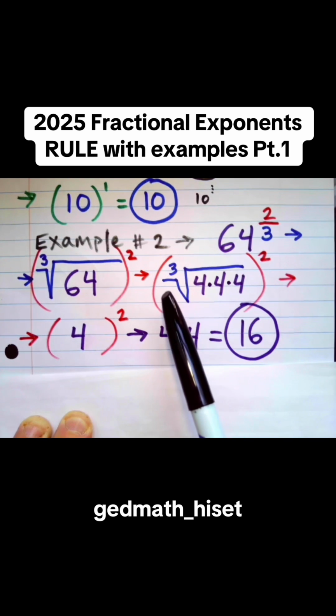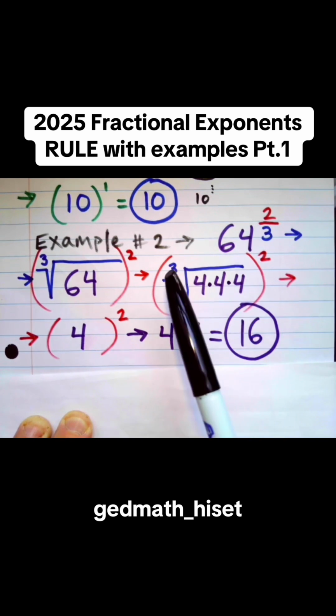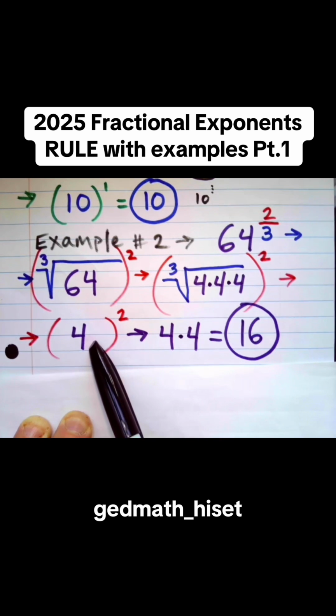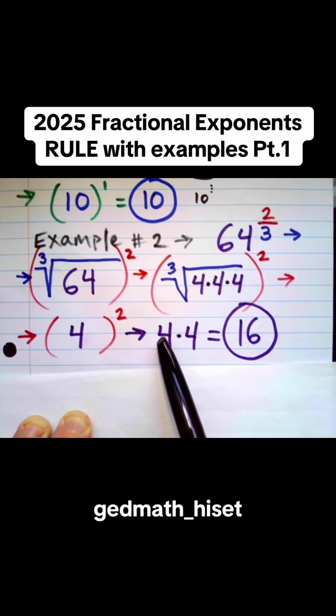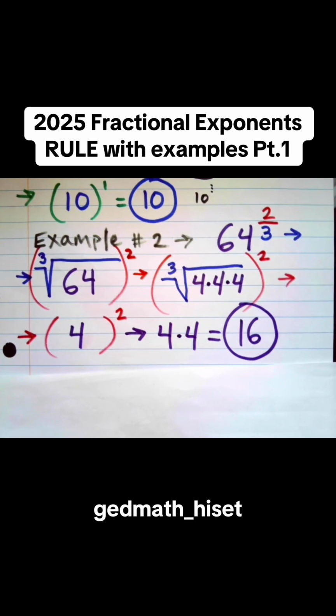Don't forget, it's all inside the parentheses of a power of 2. So I'm going to pull out that 4. I'm going to free up those 4. I found 3 of the same term. I freed the 4 from the cube root, but it's still to the second power, which means 4 times 4. So for this particular example, the answer is going to be 16.